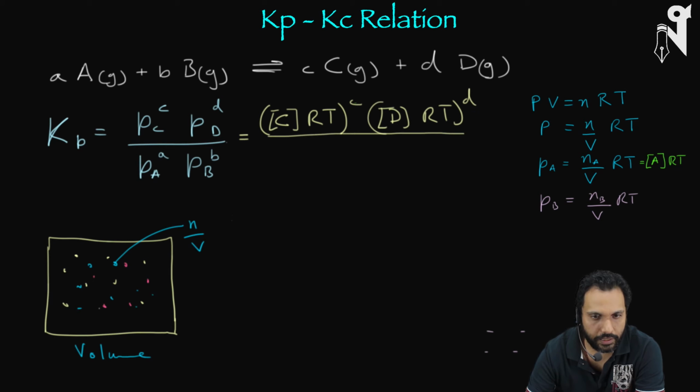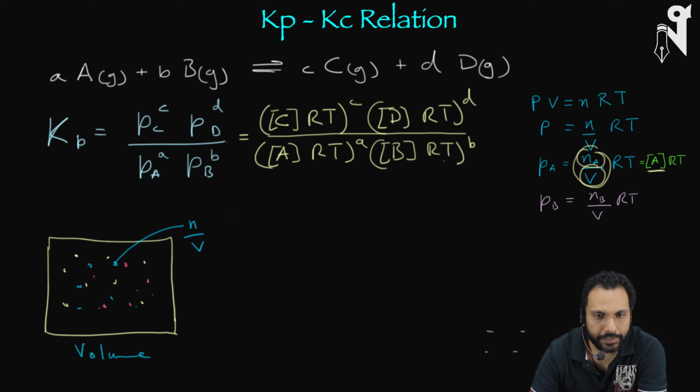The partial pressure of A is the concentration of A. Mind you, the concentration of A I have shown you over here. That is nothing but the number of moles of A divided by the volume. In that same sense, we are writing about C and D also. So the concentration of A times RT whole power of a, the concentration of B times RT whole power of b. Looks like a mess, but don't worry. So I hope you can see what is coming out of it.